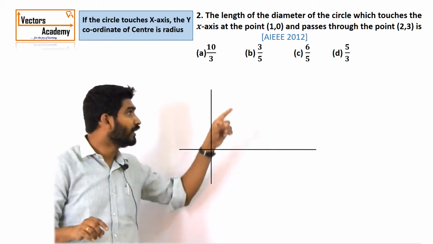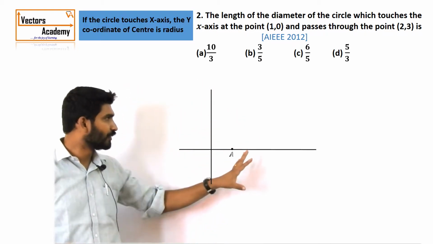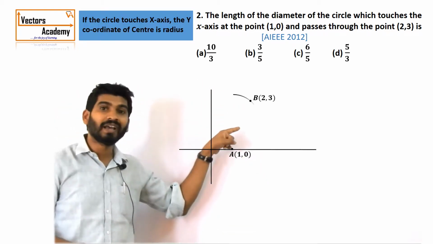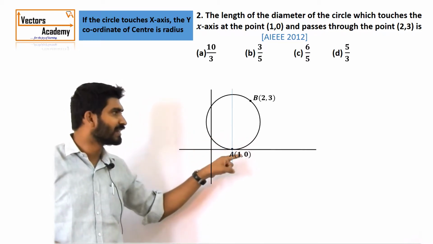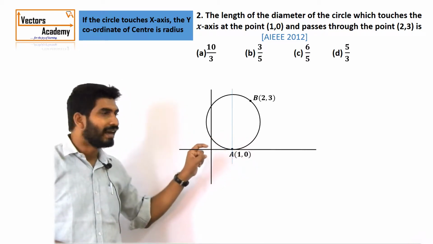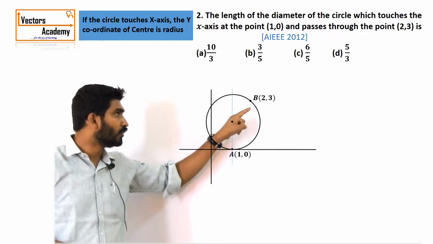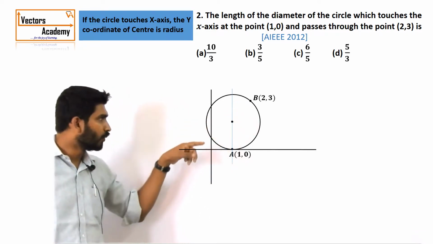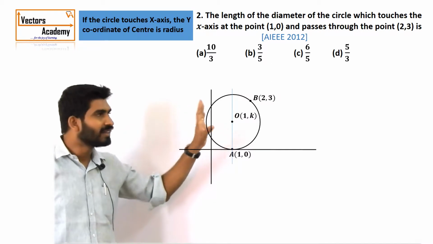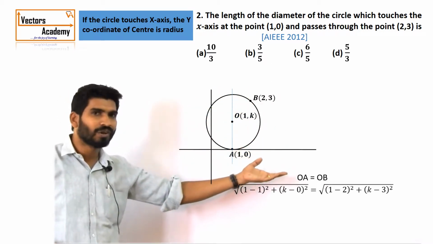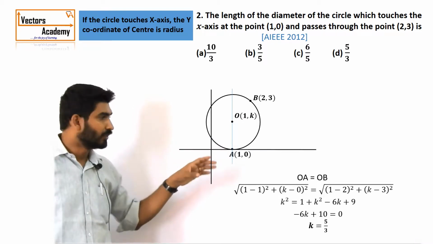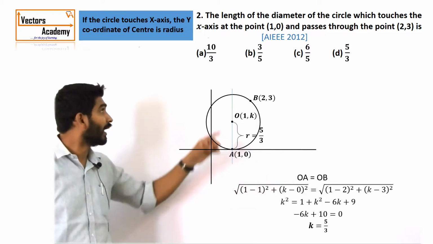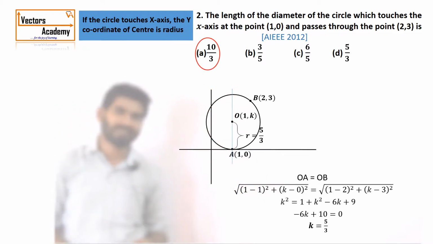In the same way, we will represent this in the diagram first, and we need to find the y coordinate of the center. The circle touches the x axis at 1, 0 and it passes through the point 2, 3. So, again OA is equal to OB. We can again simplify this, get the y coordinate of the center and that will be its radius. Once you get the radius, just double it and you will get the diameter of the circle.